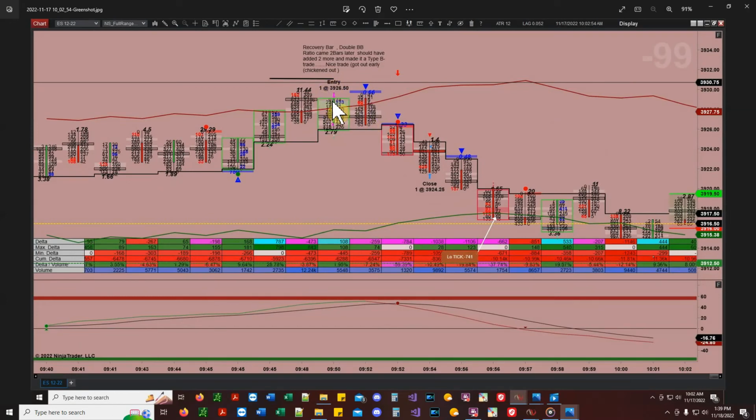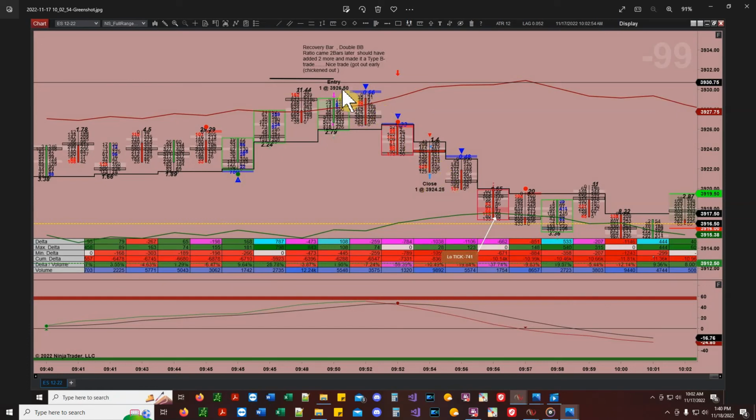I got in right here because I was testing the below. Open below the POC, close below the POC. I got in at 26.5, and you can see I said recovery bar, double, below. Ratio came 2 bars later, and for a split second, I thought about adding another contract or two. And I said, nah, I'm going to just ride this down.